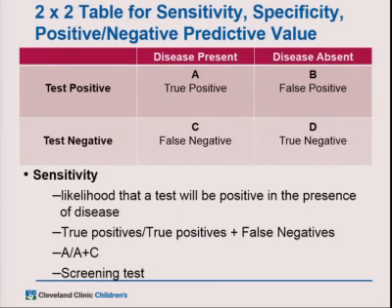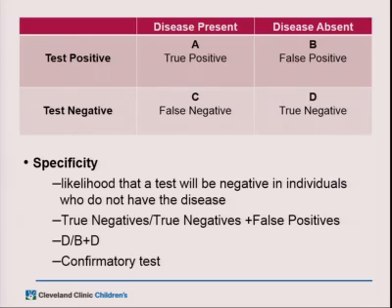The same for specificity. Specificity is the number of true negatives out of everybody who doesn't have the disease from that test. So D over B plus D, basically that second column.